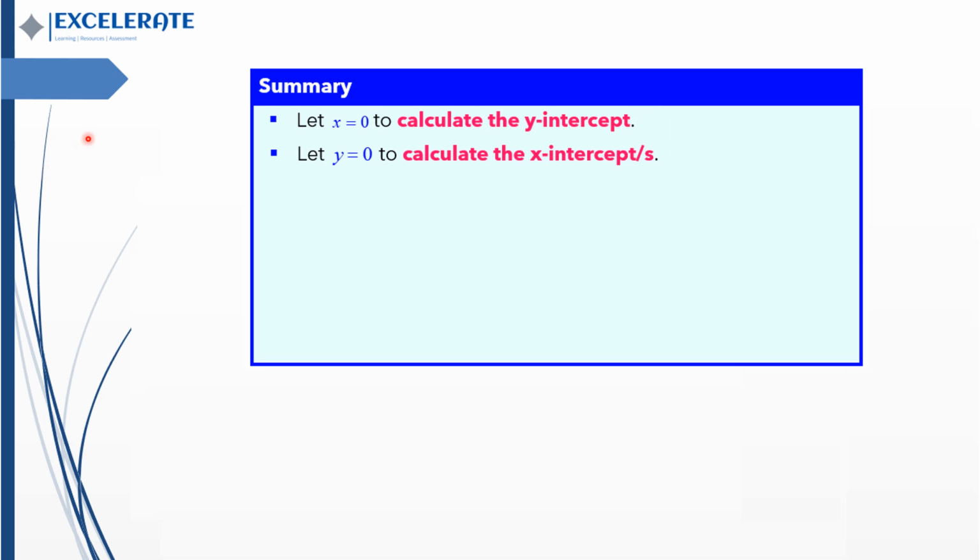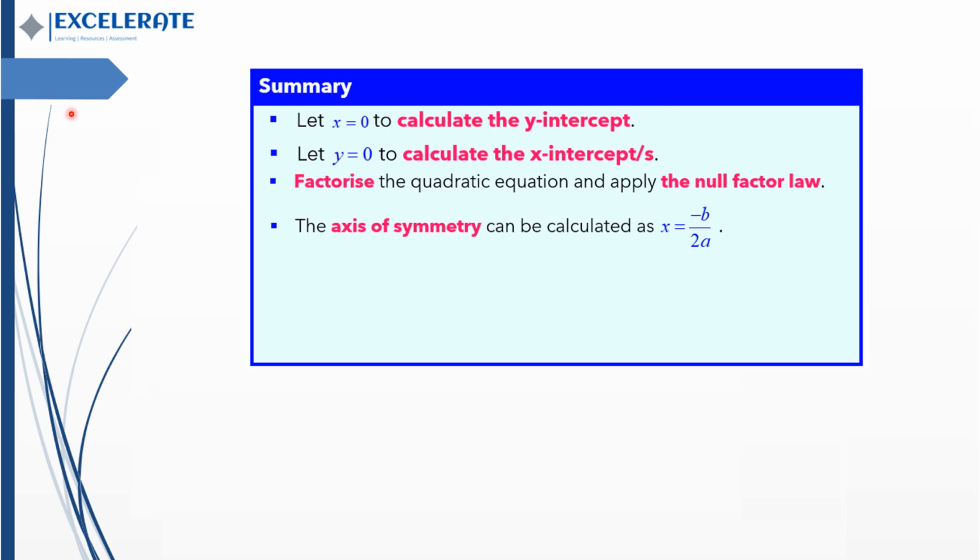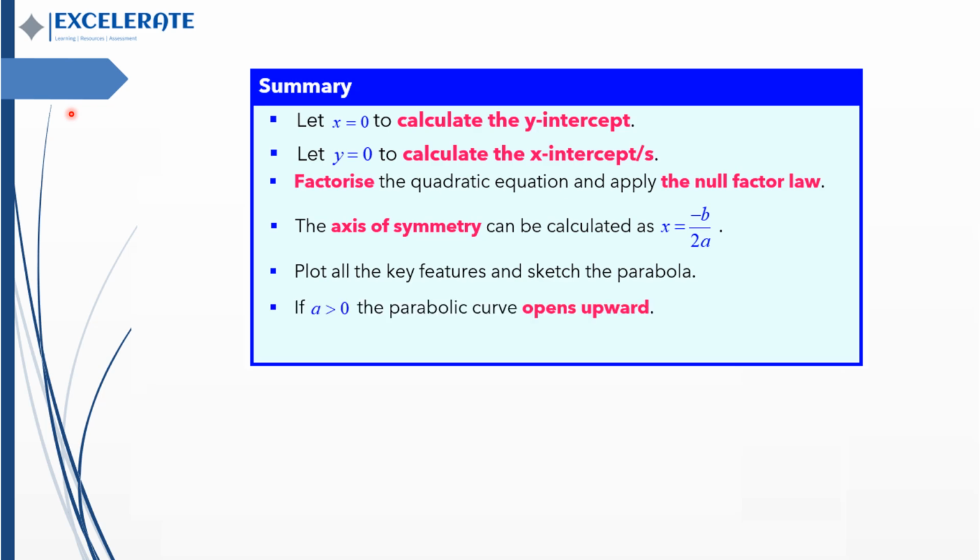With our summary, let x equal 0 to calculate the y-intercept, and let y equal 0 to calculate the x-intercepts. Factorize the quadratic, and then apply the null factor law to calculate those x-intercepts. The axis of symmetry can also be found using the formula x equals -b on 2a. Plot all the key features and sketch a parabola, and remember, if the a value is positive, the parabolic curve opens upward, and if the a value is negative, the parabolic curve opens downward.